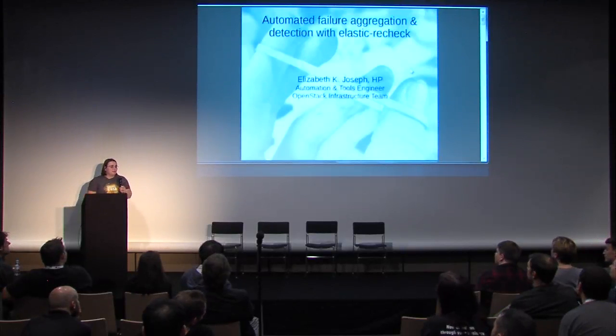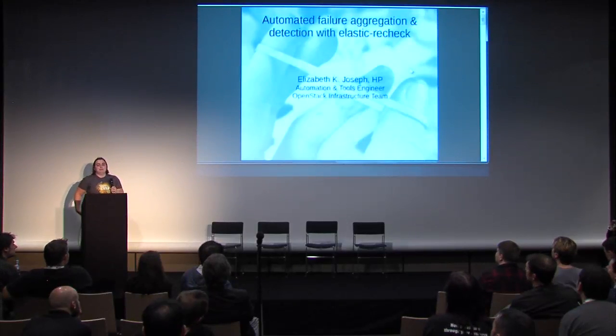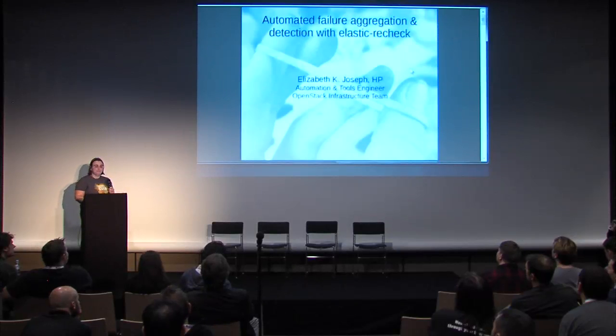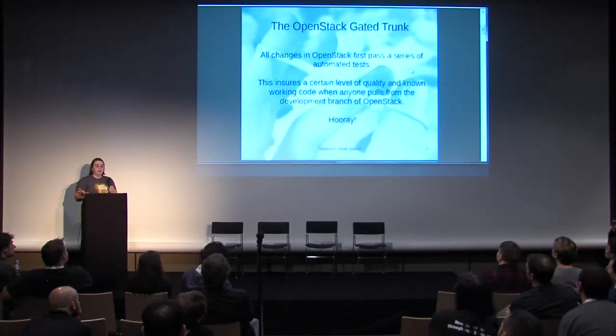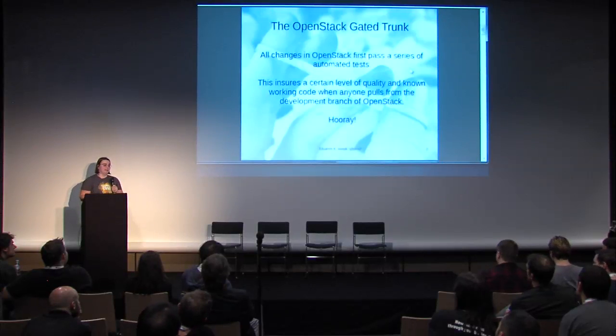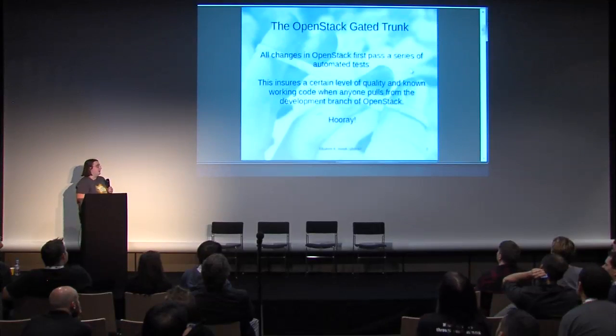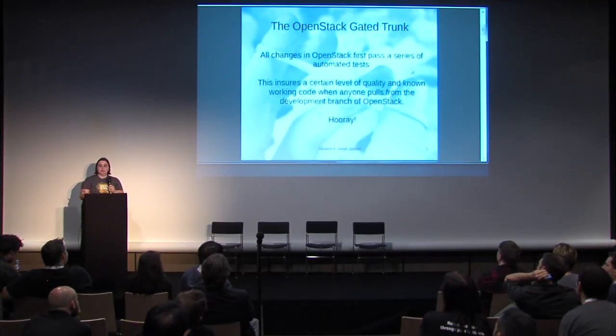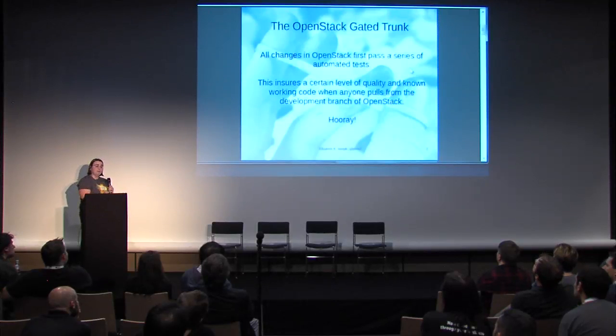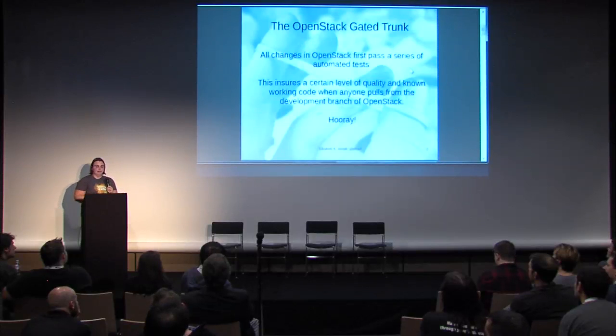So my name is Elizabeth Joseph. I'm here to talk to you about a tool we use in the infrastructure team called Elastic Recheck. As you may know, if you've contributed to OpenStack, any of your code needs to pass a bunch of automated tests to get into the repository. This is really good because it ensures code consistency, code quality, and presumably when someone downloads DevStack, it's been tested and it actually works, the development version of OpenStack. So that's great, yay.